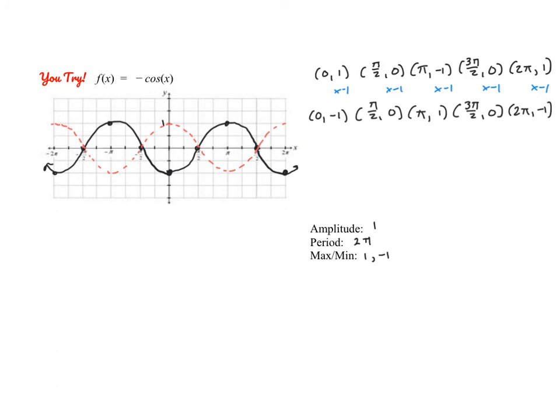Okay, let's check our answers. So here you can see that we have a vertical reflection. So it's going to reflect over the x-axis. So that's why we multiplied all of our y values by -1, giving us these points to plot. So our graph is in black. And you can see I graphed the parent function in dotted red just so you can see how that vertical reflection actually looks. Our amplitude is still 1, the distance from the midline up or down. The period is still 2 pi, that's how long it takes to complete a full cycle. And the maximum value is 1, the minimum value is -1.